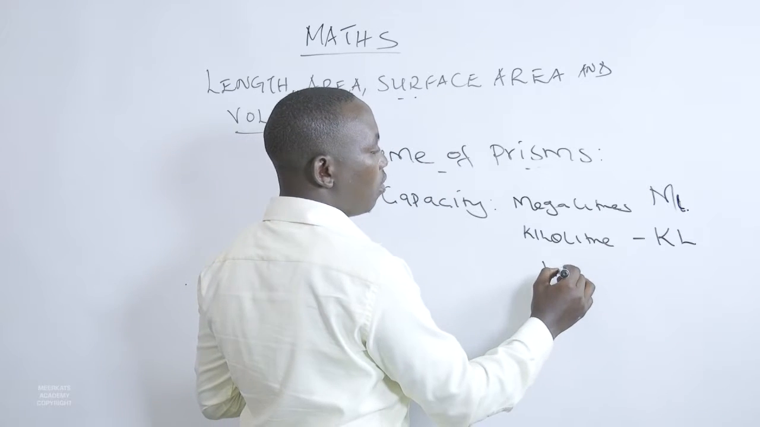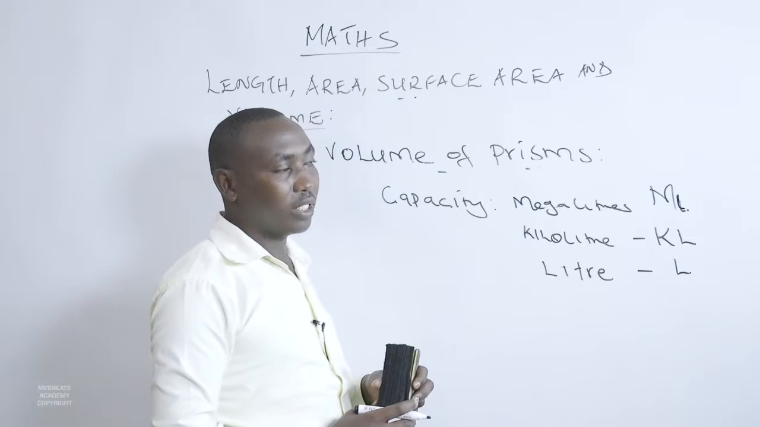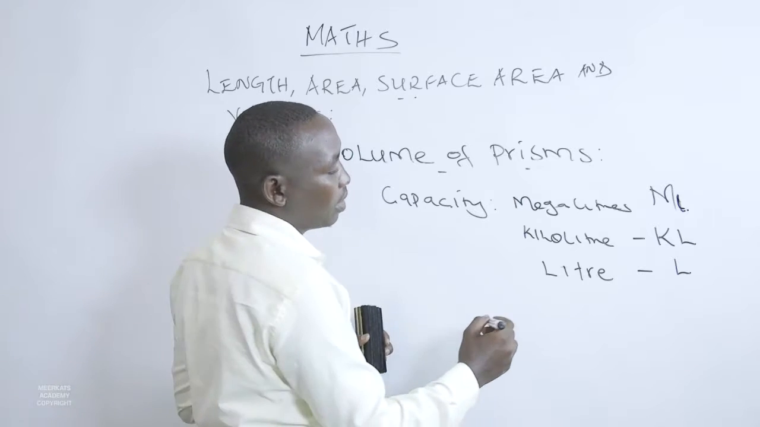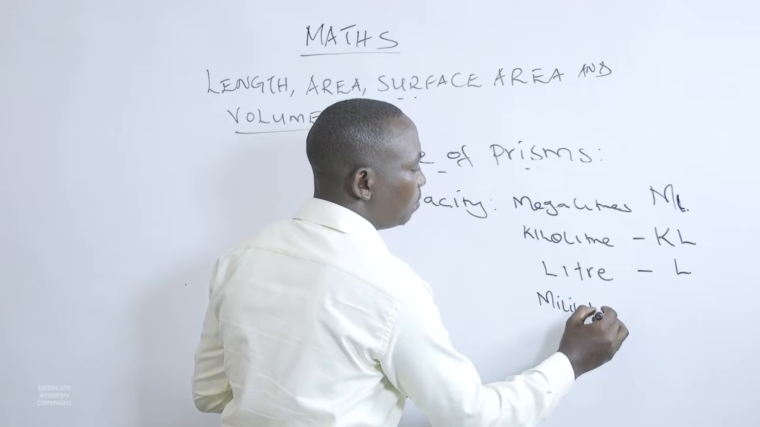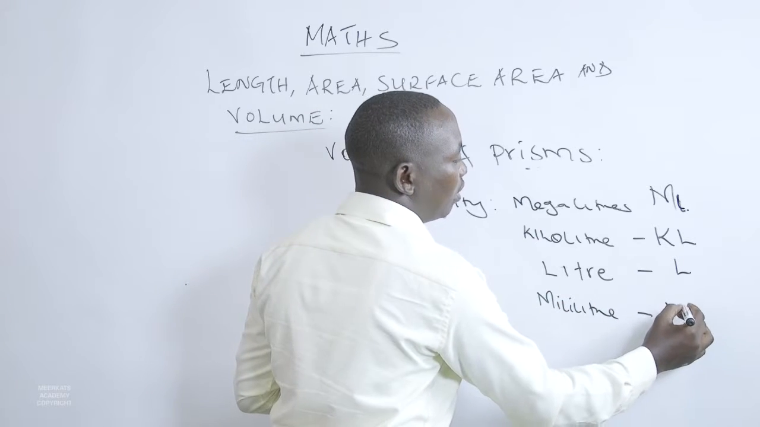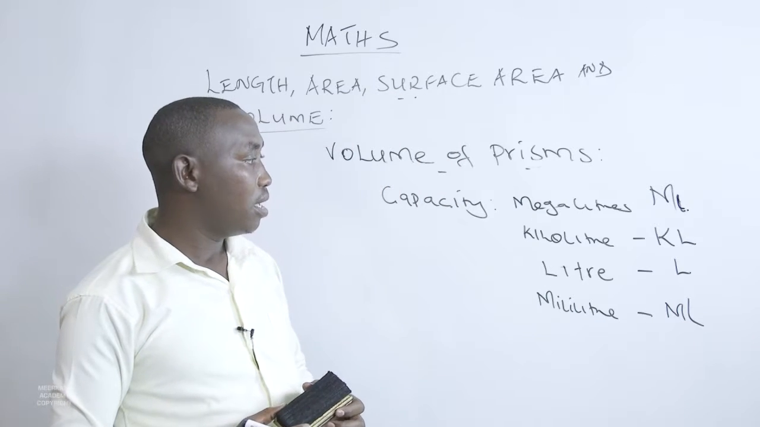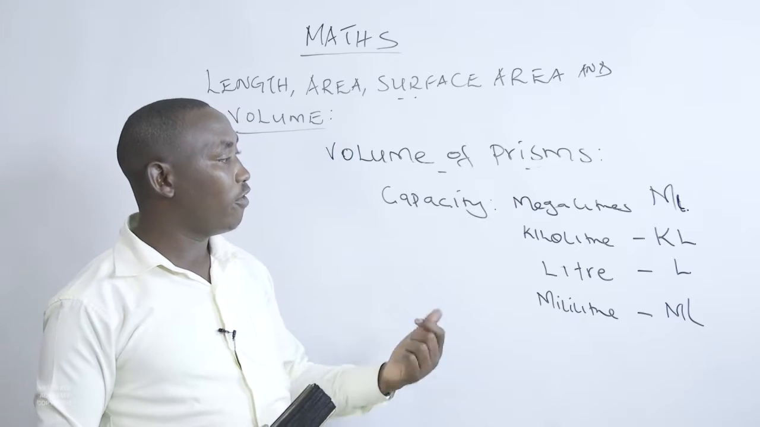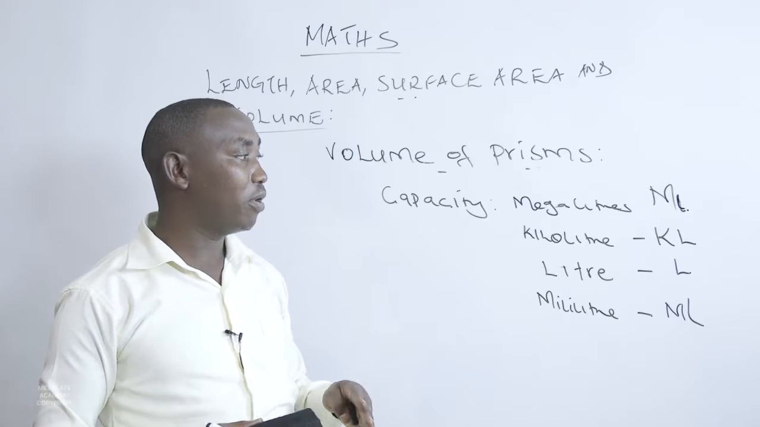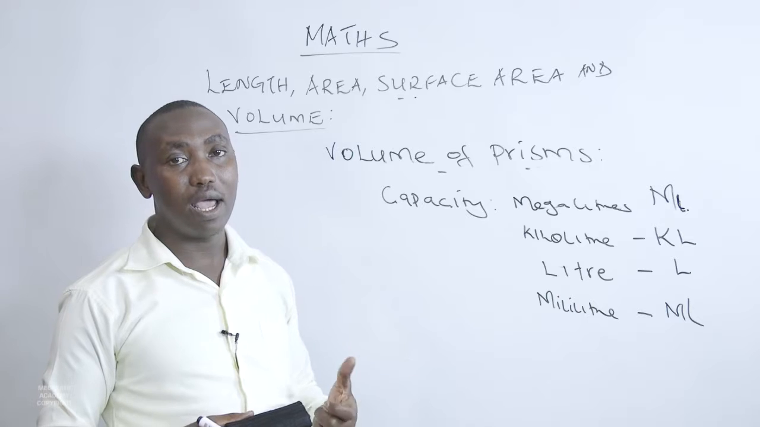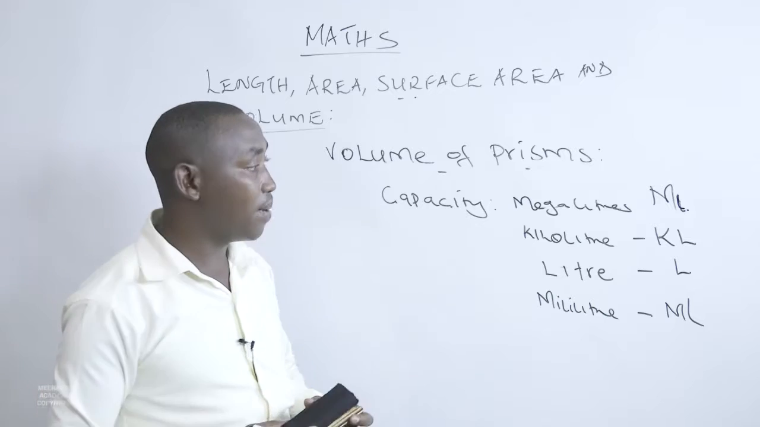We have another unit of capacity, which is liter, denoted by L. We have another, the smallest, which is the milliliter, and is normally denoted by small letter m, capital L. Those are the 4 units of capacity whenever we want to talk about the volume of a certain container in terms of its contents, or what can be put inside that particular container.